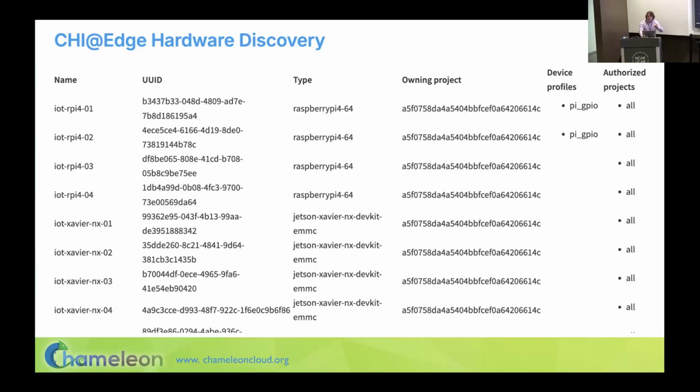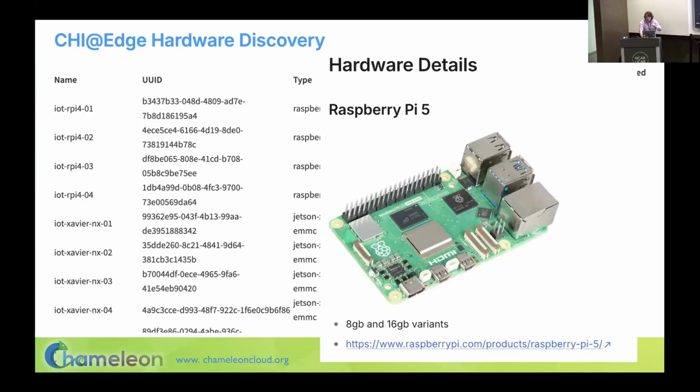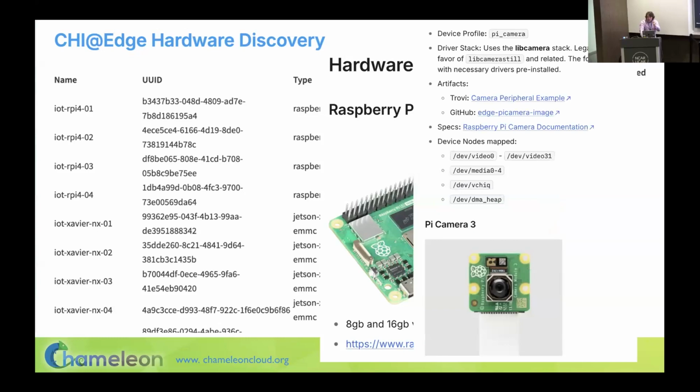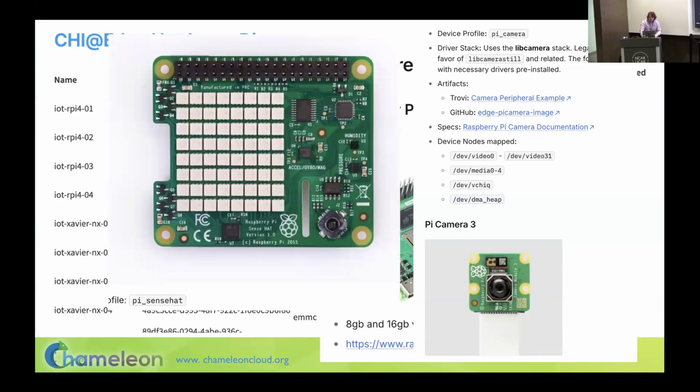So we've got a sort of auto-discovered list of here's everything that's online right now and what it is, what project owns it, and does it have peripherals attached. And our docs go into what each of these things are and link to the manufacturer's specs, what the peripherals are, what the actual hardware in here is, and also how you access it with these device profiles to map it into your container, and various photos and other things.